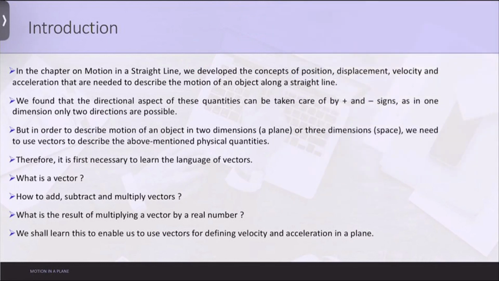Let's move forward then. So in the chapter on motion in a straight line, we developed concepts regarding position and displacement, velocity, and acceleration. So we developed these concepts of position, displacement, velocity, and acceleration that are needed to describe the motion of an object along a straight line. So in the previous chapter, we were only focused on motion in a straight line. Now, we found out that the directional aspect of these quantities can be taken care of by plus and minus signs.